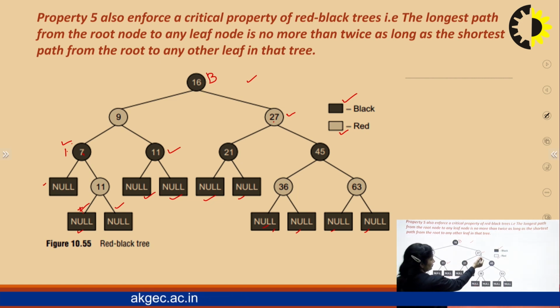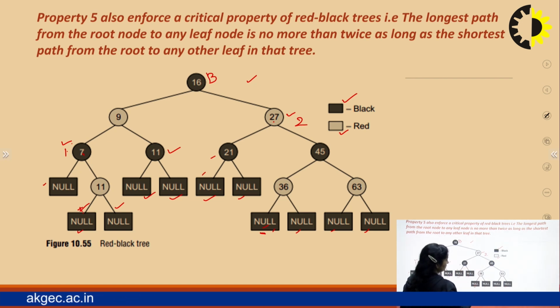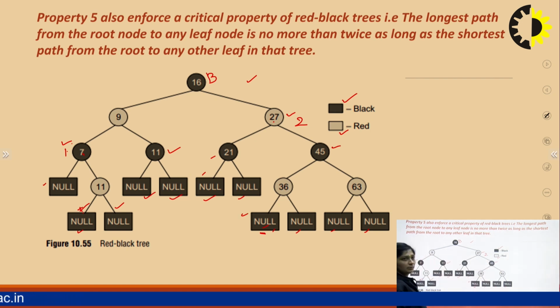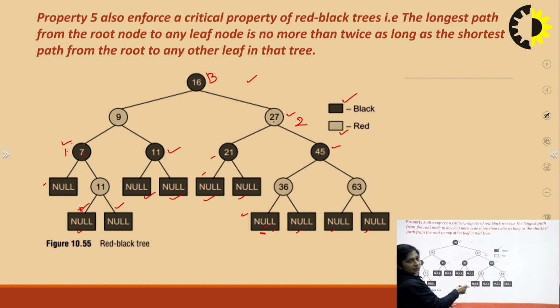Black node height of this node is 2, 1, 2. If we check this from here, black node height is 1 and 2, same. Means all black node heights from its leaf nodes are the same. It must be the same for this node.